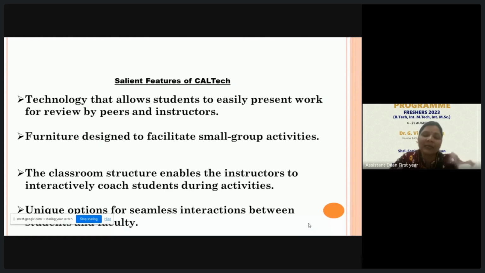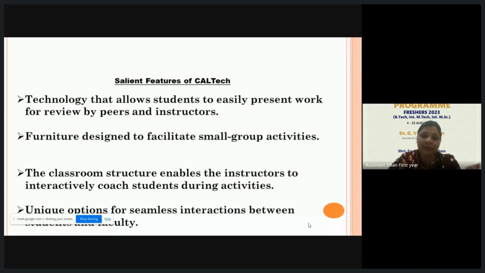Fine. And the seating arrangement, as I already discussed, the furniture is designed to facilitate small group activities. So small group activities can be done there. The studio classroom structure enables the instructors to interactively coach students during activities. So that becomes a very interactive session. It is not one-way learning, like the teacher entering the classroom, delivering his lecture and going out.